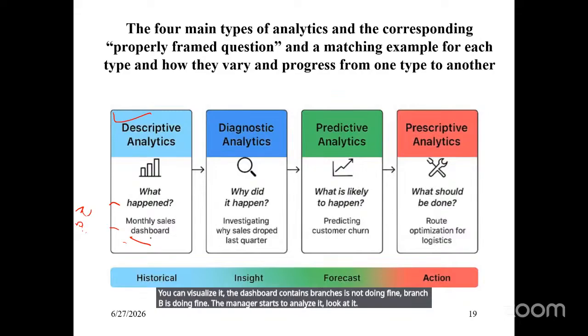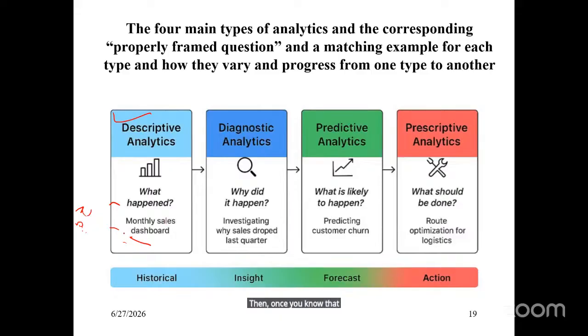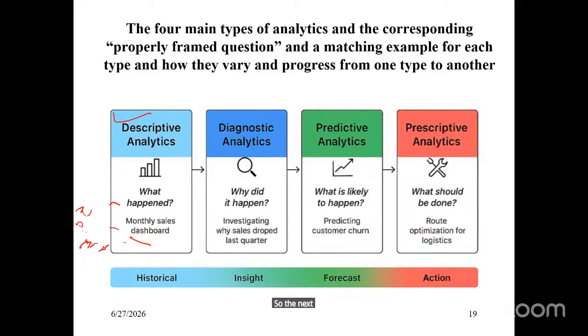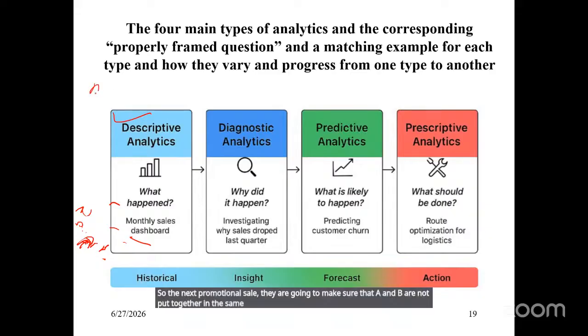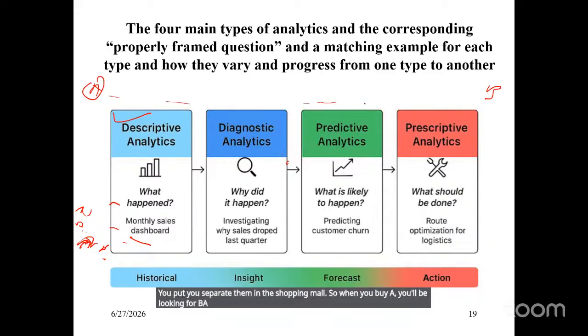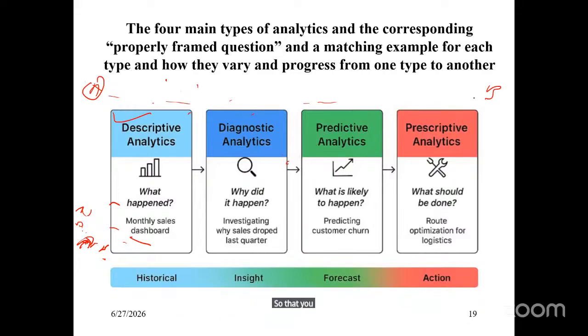Then once you know that, you'll be able to say, okay, anybody who purchases A always purchases B. So the next promotional sale, they are going to make sure that A and B are not put together in the same place. You put A here and put B here, because anybody that purchases A will look for B. You separate them in the shopping mall. So when you buy A, you'll be looking for B, moving around. So while you are moving, you see a lot of promotional sales, new arrivals, so that you fill your cart before you get to what you are looking for.